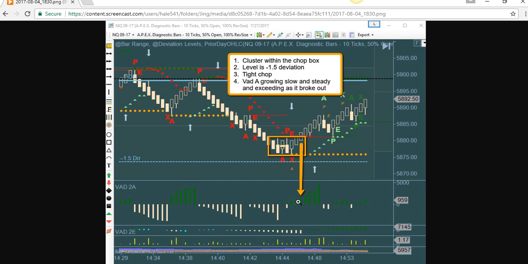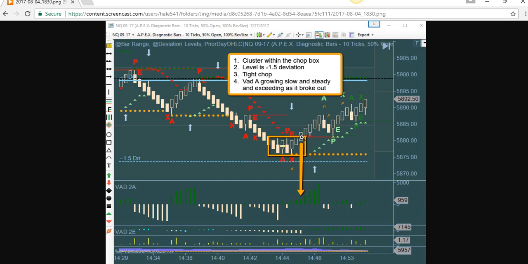We like to see VAD building, right? We don't always like to see a big shootout of VAD on just 1 or 2 bars, because that's just kind of a little burst that's going to come back against us. We like to see VAD slowly building, okay? And then as it breaks the chop box area, not only has VAD built, but on this bar right here where it broke the chop box, VAD is exceeding the previous VAD in that direction. You see that? So it's kind of a twofold situation we want here with VAD.